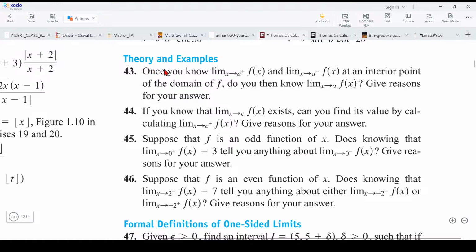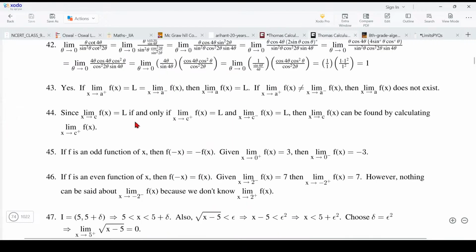Okay, in this problem, if we know the limit as x tends to a plus of f of x and the limit as x tends to a minus of f of x at an interior point of the domain of f, do we know the limit as x tends to a of f of x? So we know a plus and we know a minus: approaching a from the right side, approaching a from the left side. If both are equal, then obviously there is a limit. If they are not matching, then the limit does not exist.